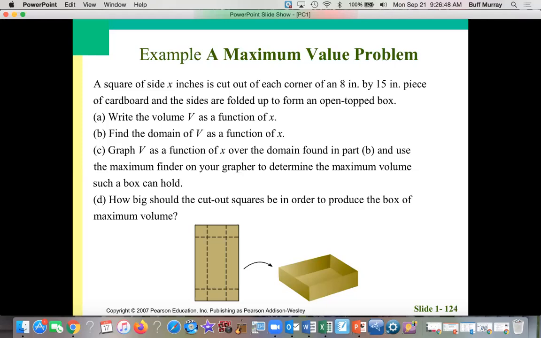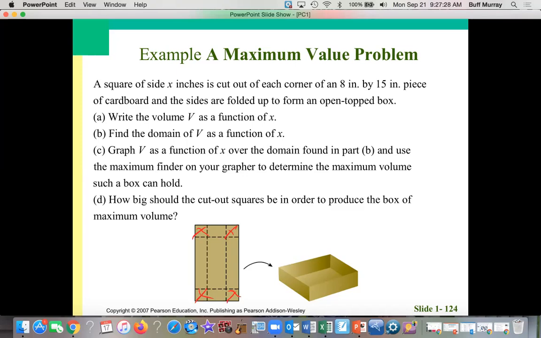It says, and this is a common problem, example of a problem that is used quite often. So square sides of X inches are cut out from each corner of an 8 by 15 inch piece of cardboard, and the sides are folded up to form an open top box. Right, so you can see in the diagram down here in the bottom, if we were to cut out these little corners here, and we'd fold on the sides and fold up, we'd form a box like that. That makes sense?